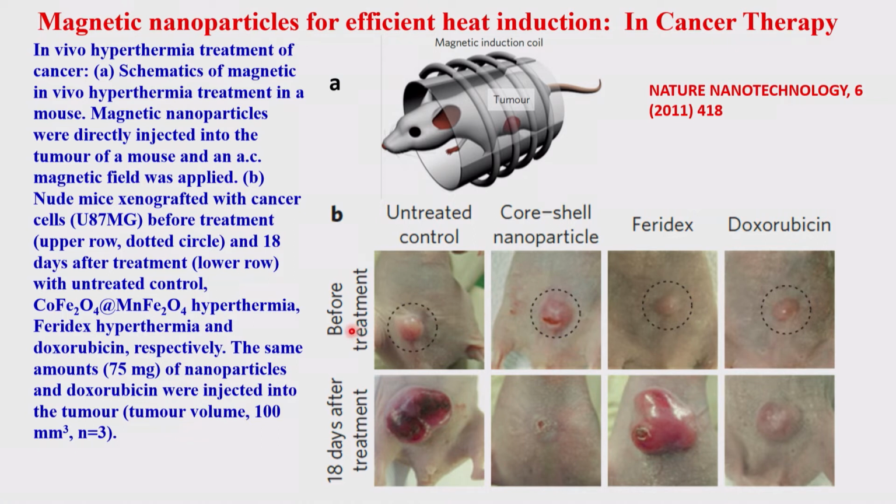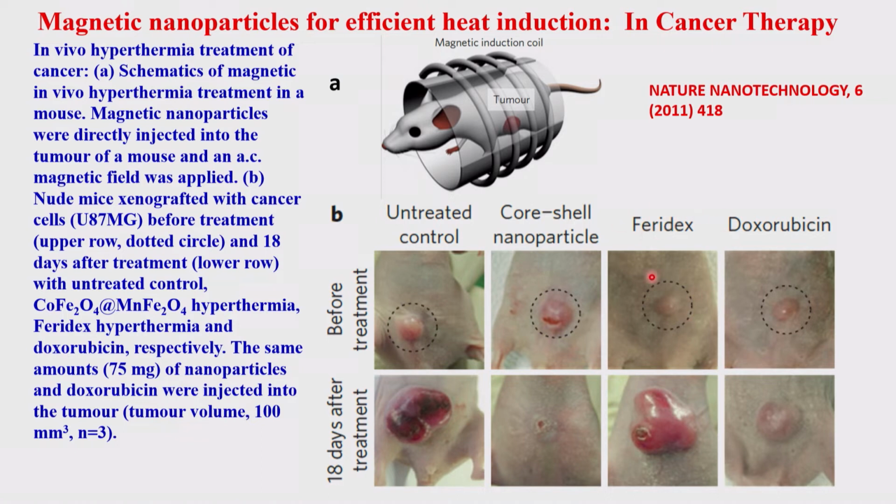Studies were done at 2 stages: before treating with these nanoparticles, and 18 days after treating. So, they are all in the bottom, these are all in the top. You can see that if you do not use these nanoparticles at all, the tumor of course is very large. Now, when you use this core shell nanoparticle, the tumor is of course still there, and you can see it looks a little different, but it is there.